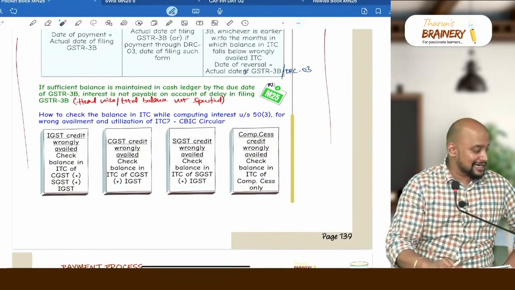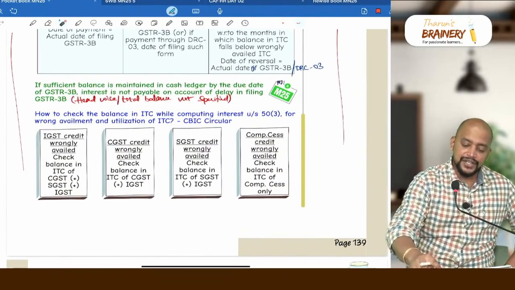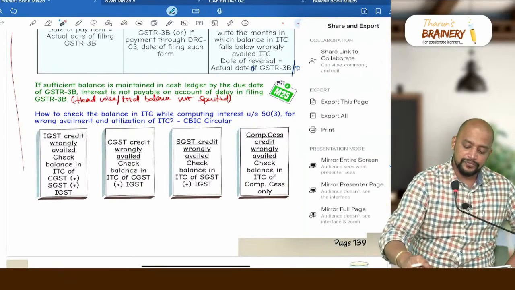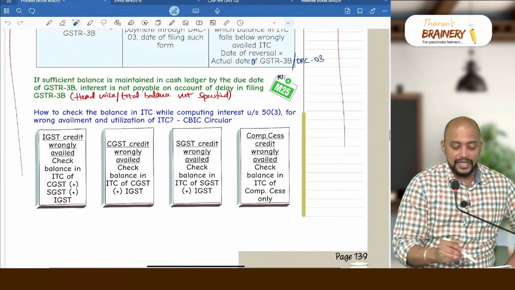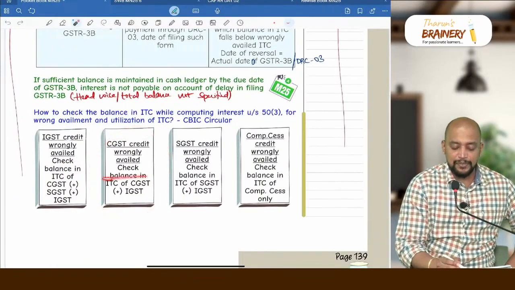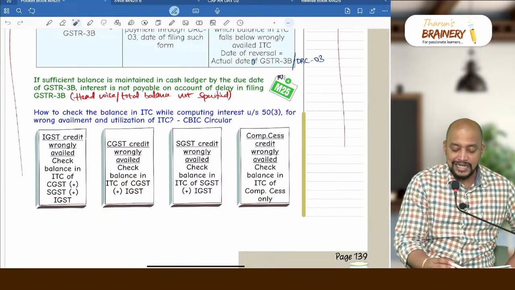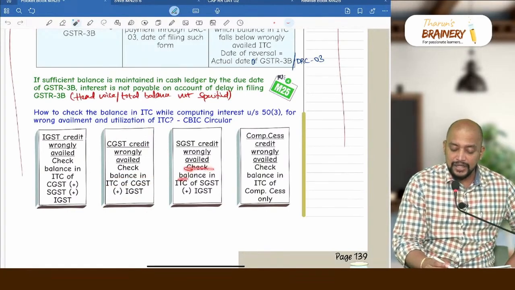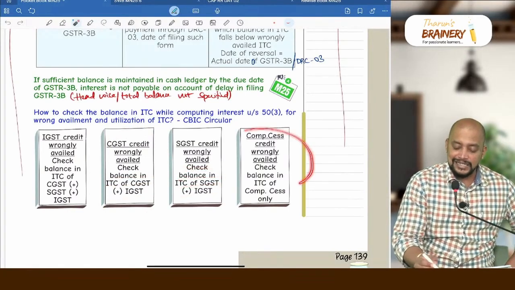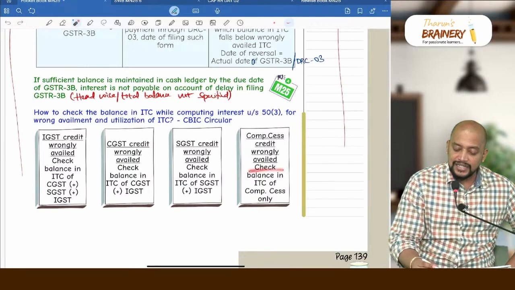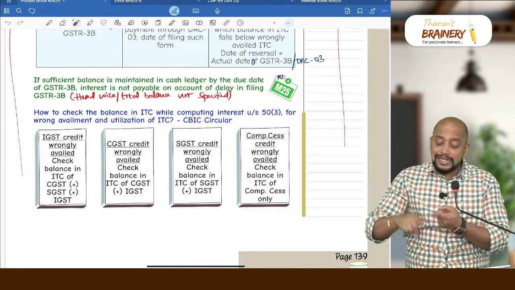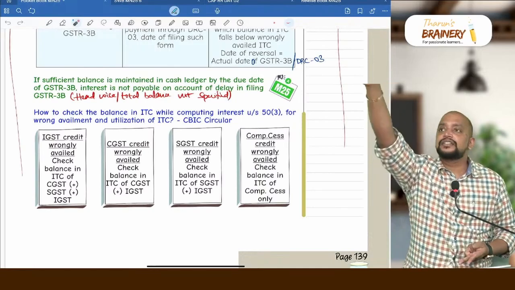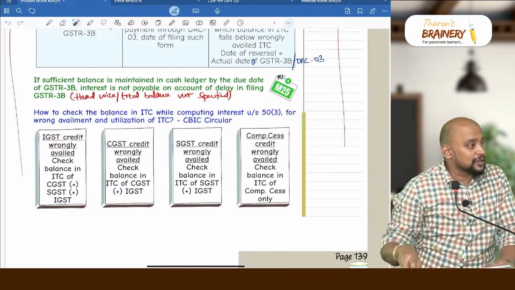If IGST credit is wrongly availed, we need to see the balance of IGST and all the credits. CGST wrongly availed, check the balance of CGST and IGST. SGST credit wrongly availed, check the balance of SGST and IGST. Compensation cess wrongly availed, check the balance of compensation cess. What if both CGST and SGST are wrongly availed? See the total.